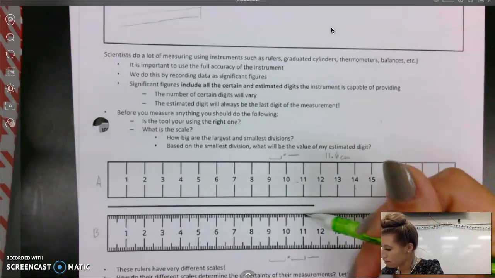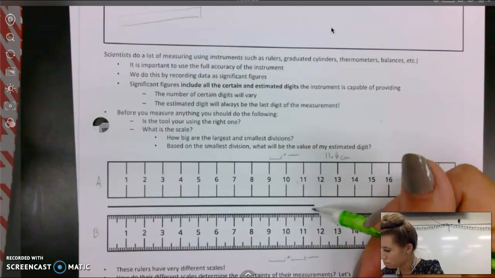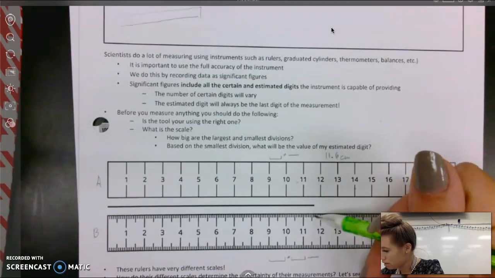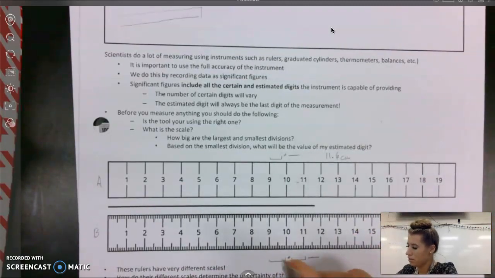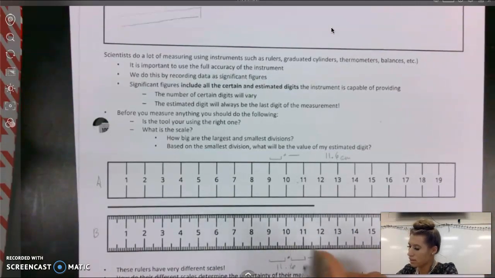Okay, now I'm going to come down here. I'm certain I'm past 11, I'm certain I'm past 11.5, I'm certain that I'm past 11.6, but just barely. So that would be 11.6, and I'm estimating that I'm 1/10 of the way to the next calibration mark.